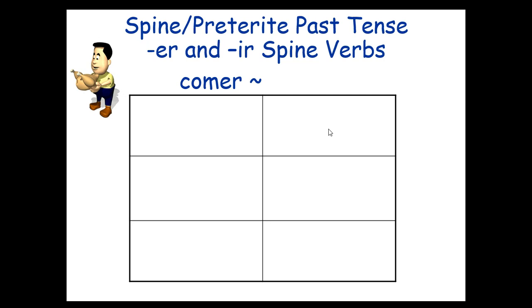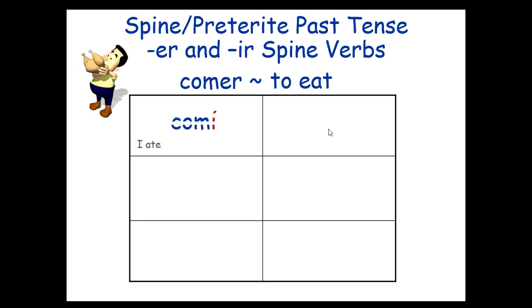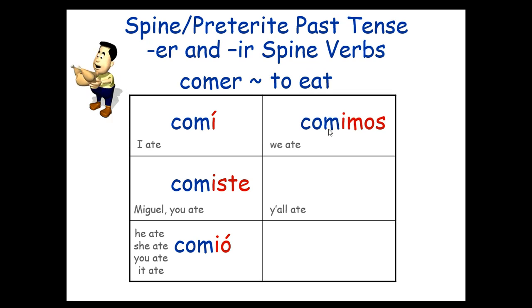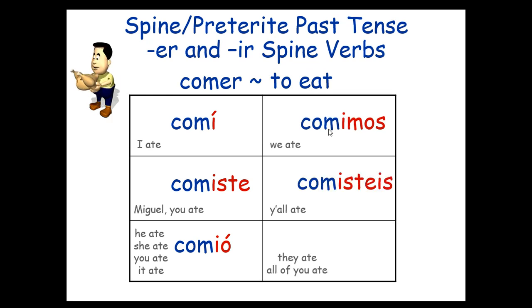¿Cómo se dice comer? To eat. So I ate. Comí. Miguel, you ate. Comiste. He ate, she ate, you ate, or it ate. Comió. We ate. Comimos. Y'all ate. Comisteis. They ate, or all of you ate. Comieron.